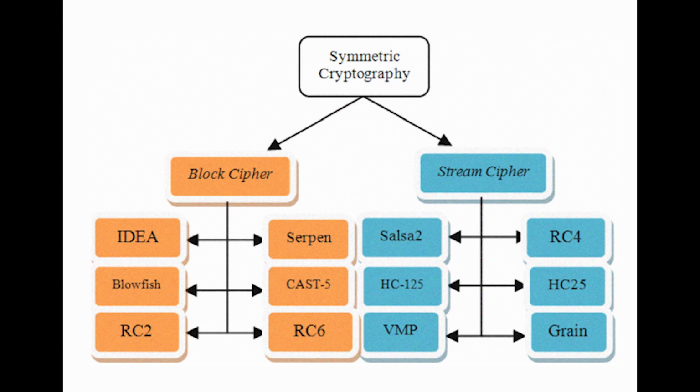This video is on block and stream ciphers. Symmetric encryption can be categorized into either block or stream ciphers. The difference between the two is how the data gets encrypted.